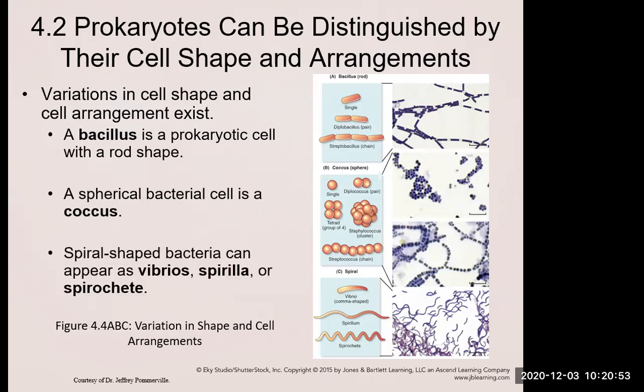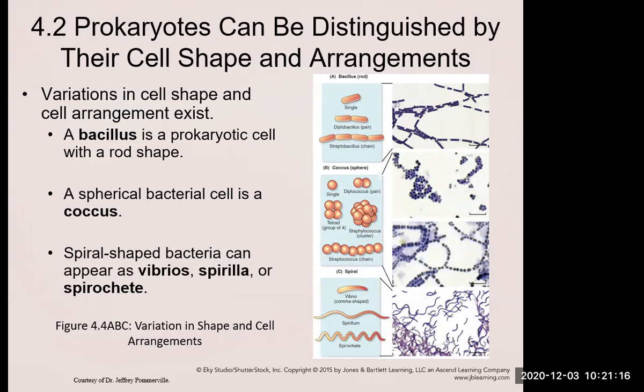And then at the bottom in part C, we have our spiral-shaped bacteria. These all exist only in a single cell arrangement. So the spiral shape have the least number of cellular arrangements, and the cocci are the most diverse type of arrangements.